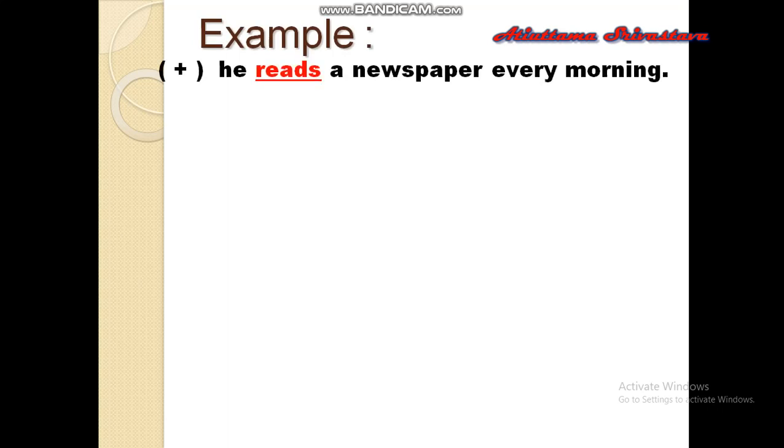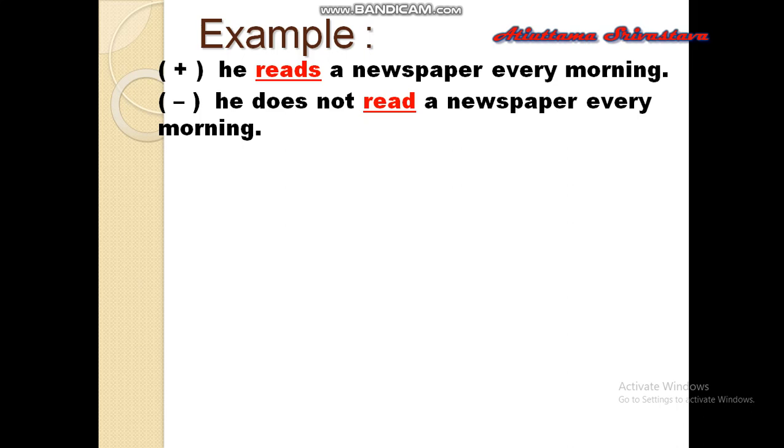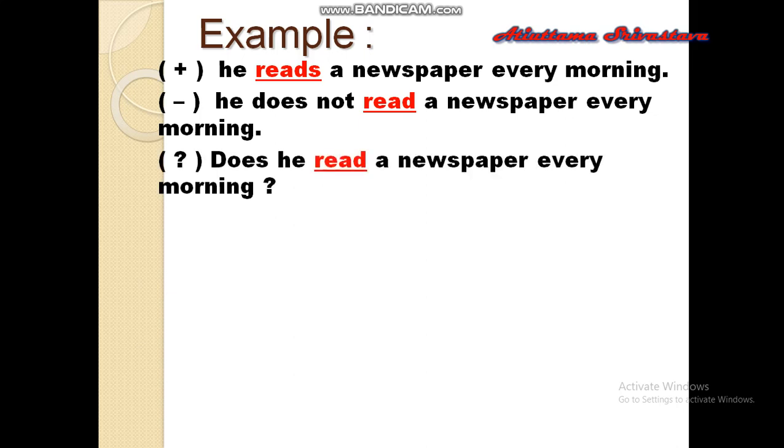Example. He reads a newspaper every morning. This is a positive form of simple present tense. Next, the negative form. The negative form will be he does not read a newspaper every morning. Question form. Does he read a newspaper every morning? See another example. Or you can also say, yes, he does read the newspaper. This is also a positive example. Next, no, he does not.